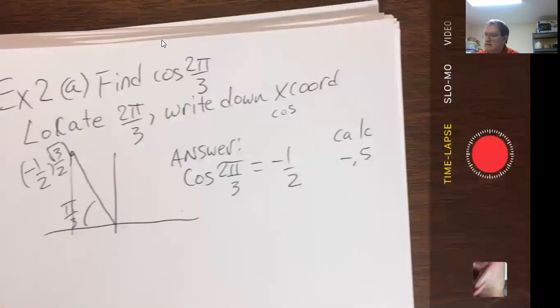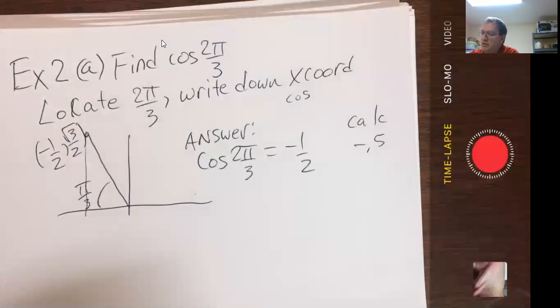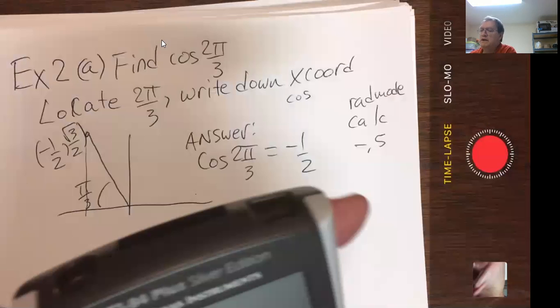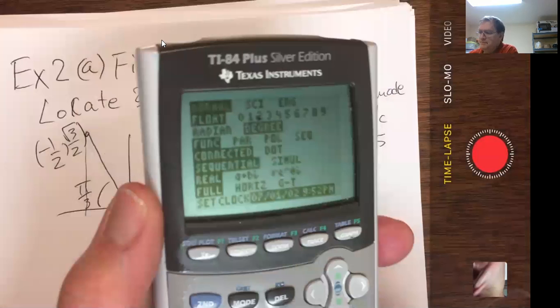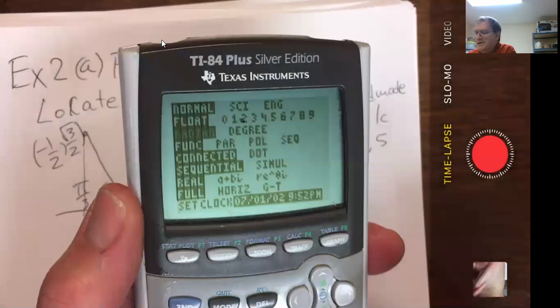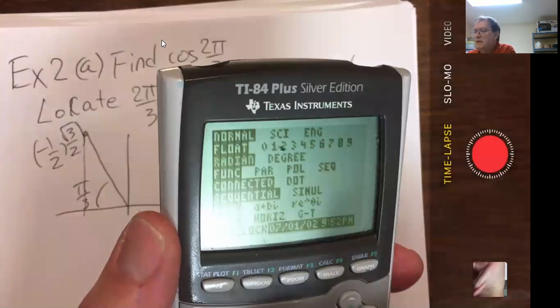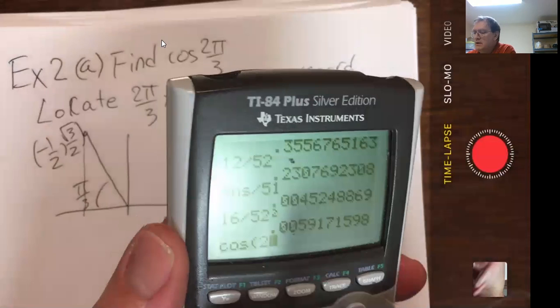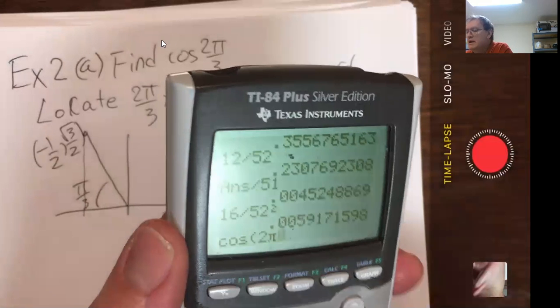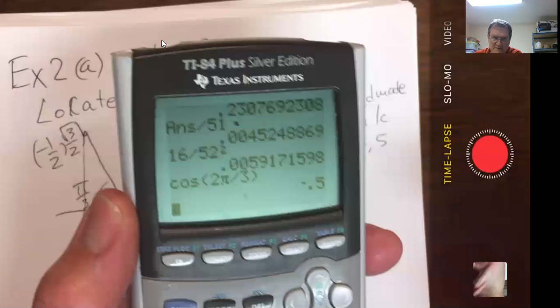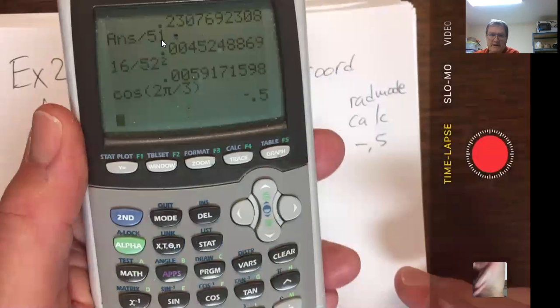Just to check, radian mode. Let's see what mode I'm in. Degree mode, radian mode. Cosine of 2 divided by 3, negative 0.5. Yep. There you are, negative 0.5.